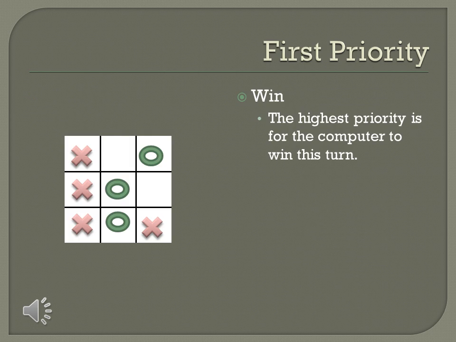The first priority of the computer is to obviously look for a win. This is the highest priority because it ensures that the game will end in the next move with the computer's victory. It looks for a win by checking every column, row, and diagonal for two of its own marks, and the other square in the row being blank. In this example it is obviously on the far left.